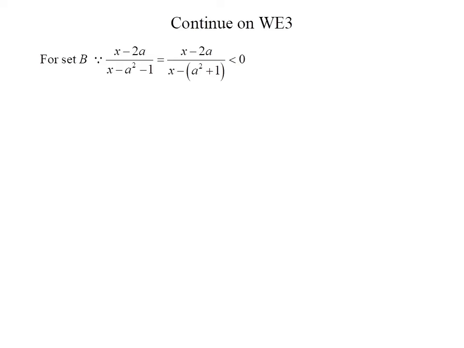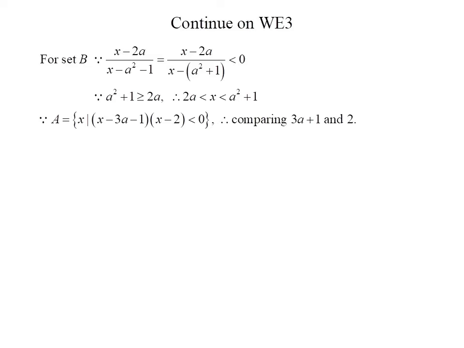Here we continue work on example 3. According to the basic inequality, a squared plus 1 is always greater than or equal to 2a. Based on the inequality in set B, since it is less than 0, x must be in between the values of 2a and a squared plus 1. Now we come back and look at the inequality in set A. In order to find the critical point to discuss, we let 3a plus 1 equal 2. So the critical point of a to discuss is 1/3.